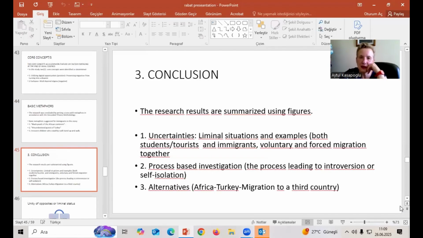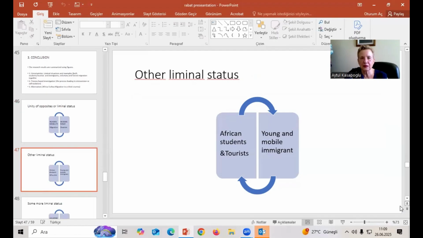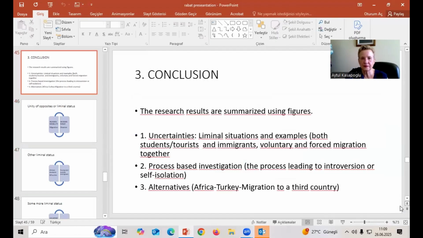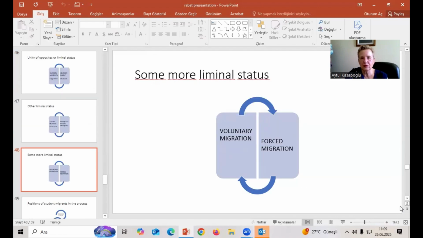Conclusion: this research's results are summarized using figures. There are three types of figures: uncertainties, process-based investigation, and alternatives. Unity of opposites, or liminal students, are common: human mobility, migration, and human-made disaster. Other liminal students: African students, tourists, young and mobile immigrants, and some more liminal students, voluntary migration and forced migration together.